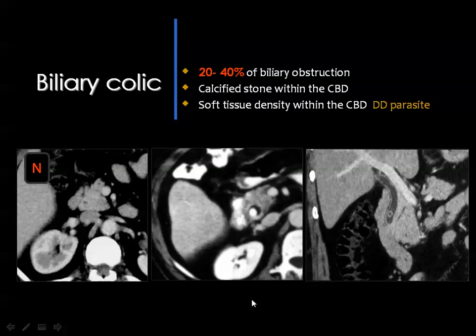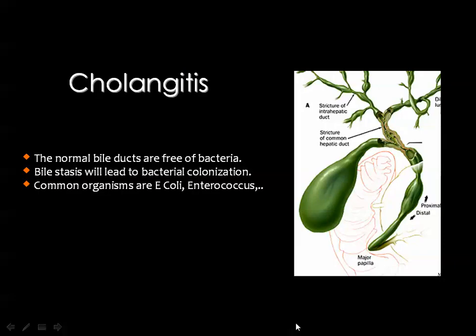Then with the use of multi-detector CT, you can reconstruct the images along the course of the common bile duct. And you can see here, this is the portal vein, and this is the common bile duct, and you can see a stone in the distal part of the common bile duct.